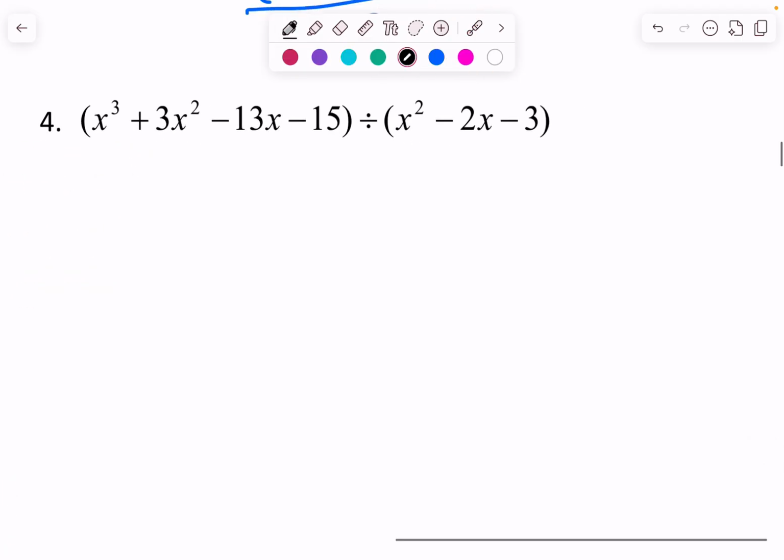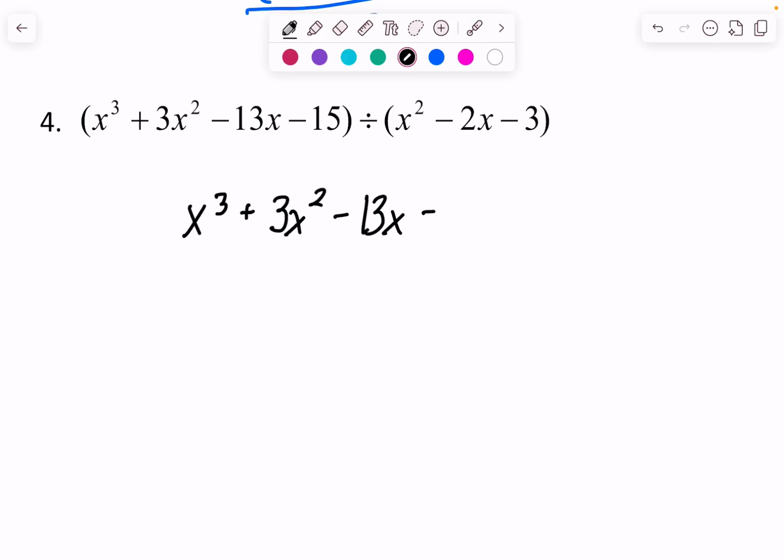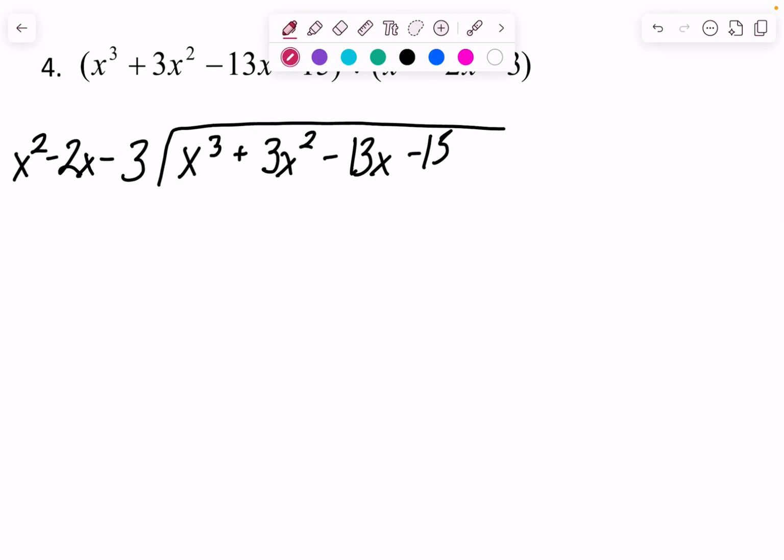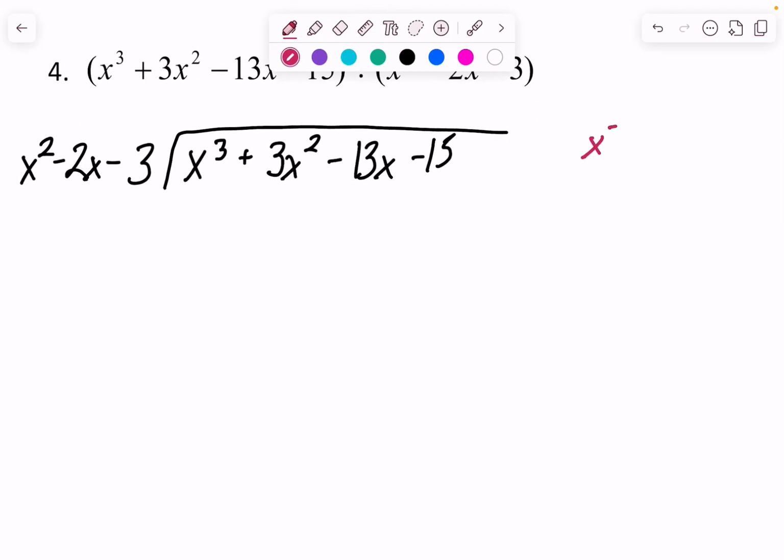And then this one, our divisor is kind of bigger. We're dividing by a quadratic this time. But that's okay. It still works the same way. We just have to do more multiplying. Okay, so x squared times what gives us x cubed? X. Multiply everything else by the x.